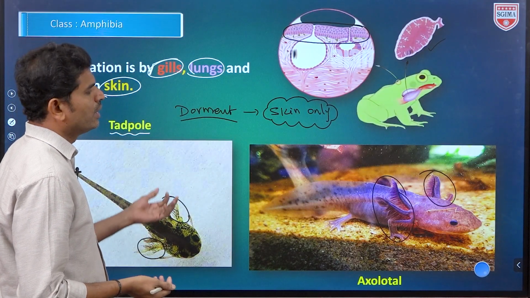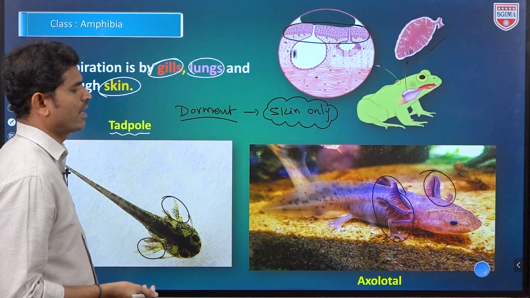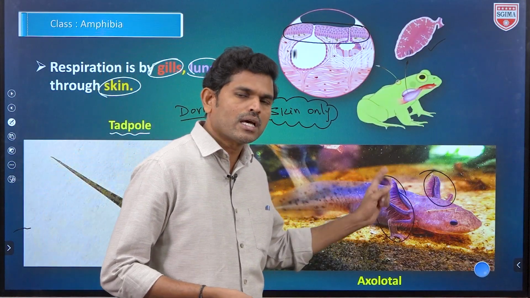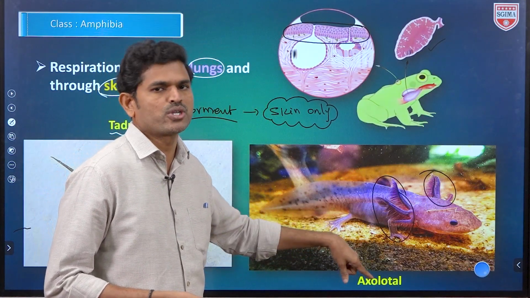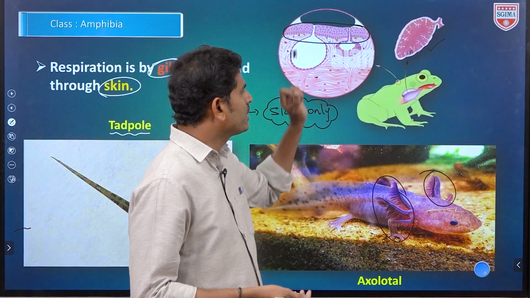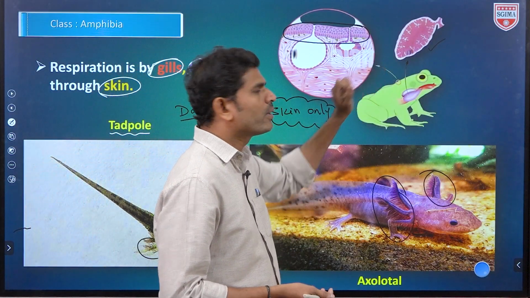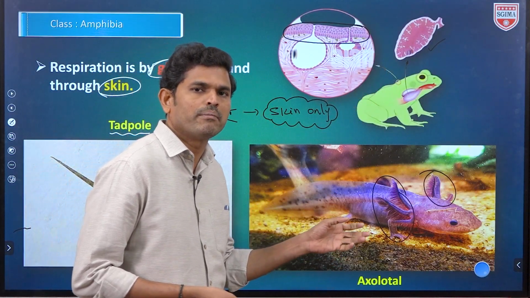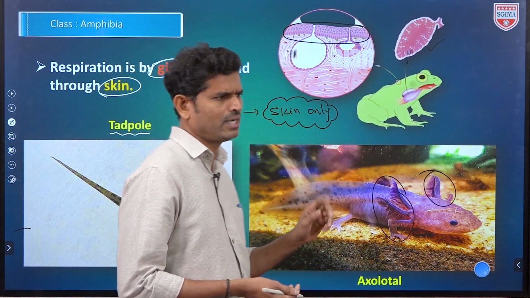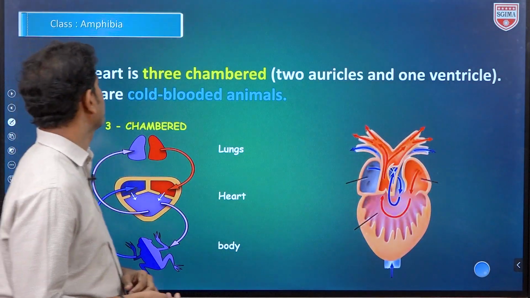Generally, gills, lungs and skin act like respiratory organs. Here one more thing we have to remember: if gills participate in respiration, that mode of respiration is called branchial respiration, and if skin acts like a respiratory organ, that is known as cutaneous respiration. Lungs acting as the major respiratory organ is called pulmonary respiration. We already know these points. Okay, fine. Now next slide.